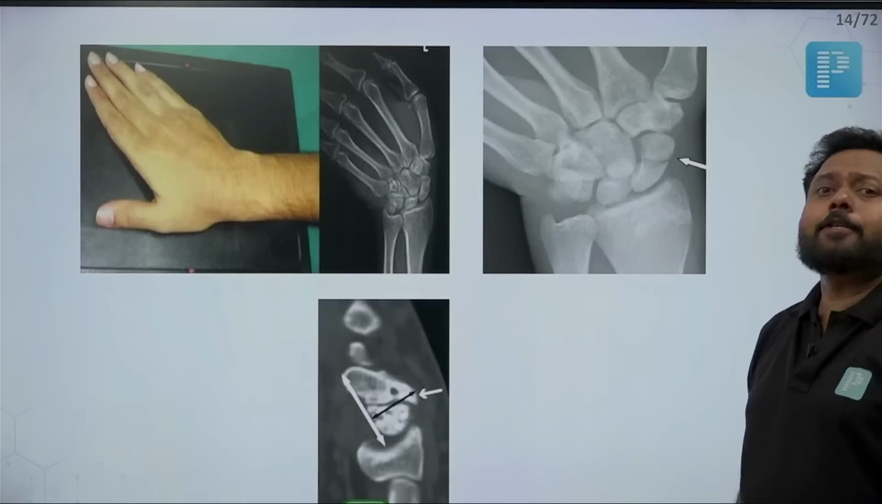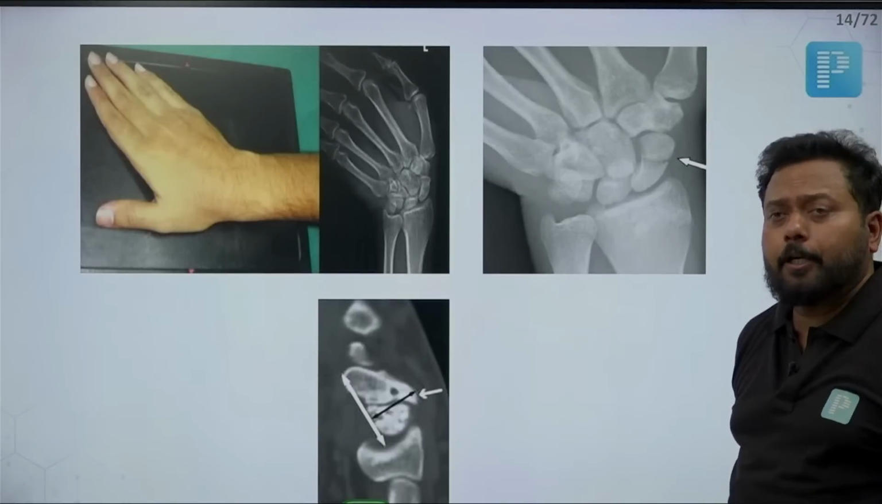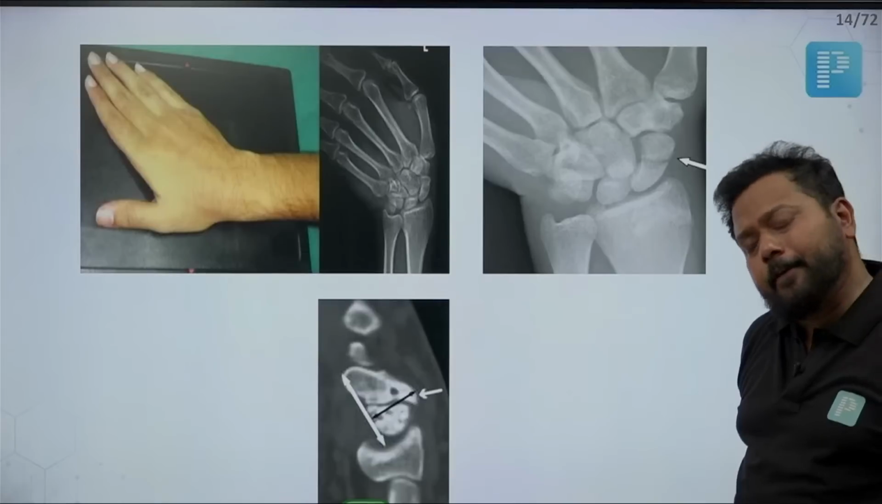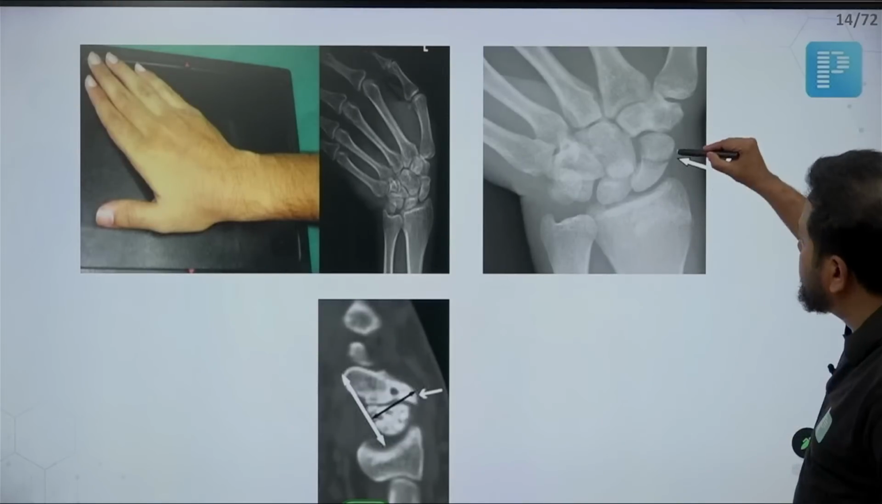Like Colles fracture, which has a classical deformity called dinner fork deformity, is there any classical deformity for scaphoid fracture? Yes, dear friends, there is a classical deformity for scaphoid fracture. If it is undisplaced, this is an undisplaced fracture.